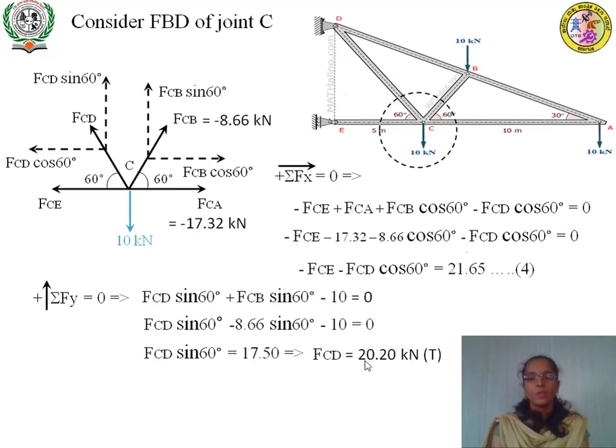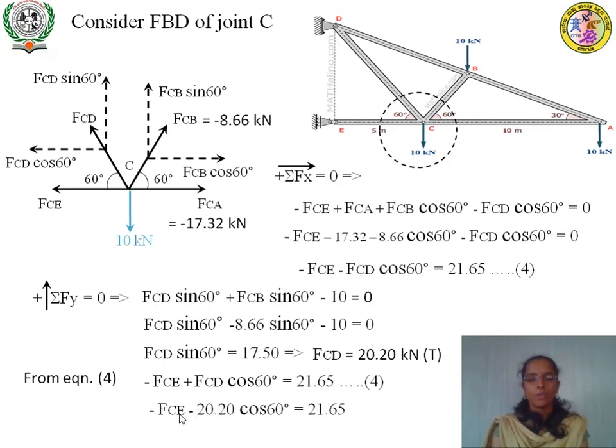Okay. So using this CD, we will substitute back into equation 4. Equation 4 becomes minus FCE minus FCD cos 60 equals 21.65. So minus FCE minus 20.2 cos 60 equals 21.65. Hence, FCE is equal to minus 31.75 kilonewton. It is under compression. So now we have found forces in all the members using method of joints.